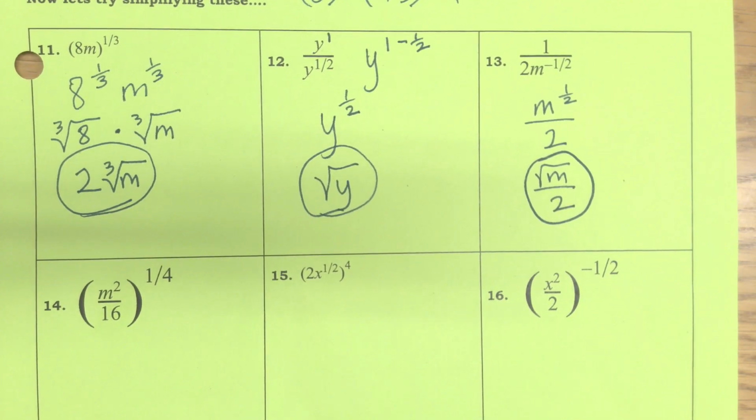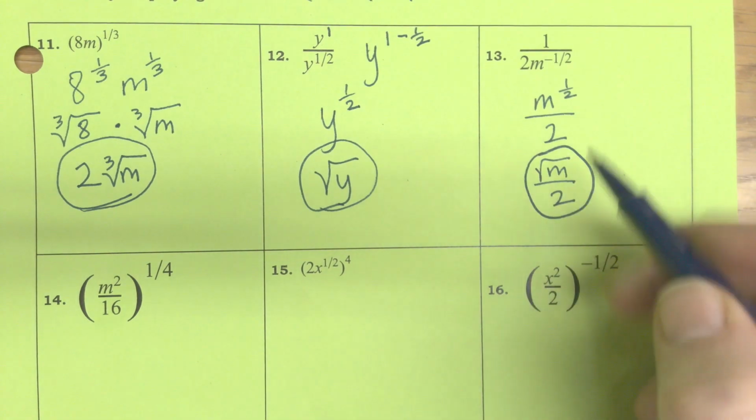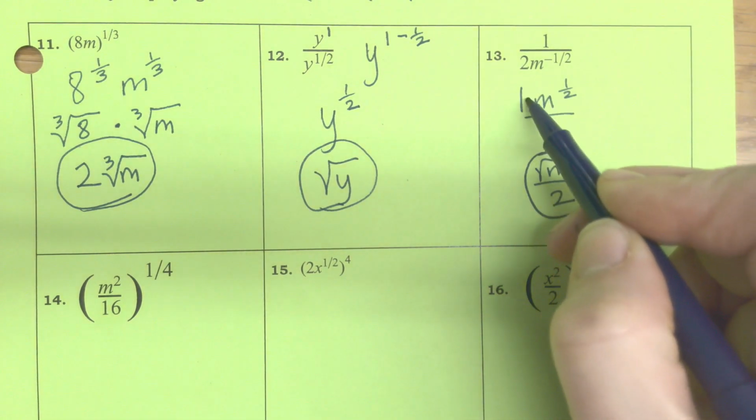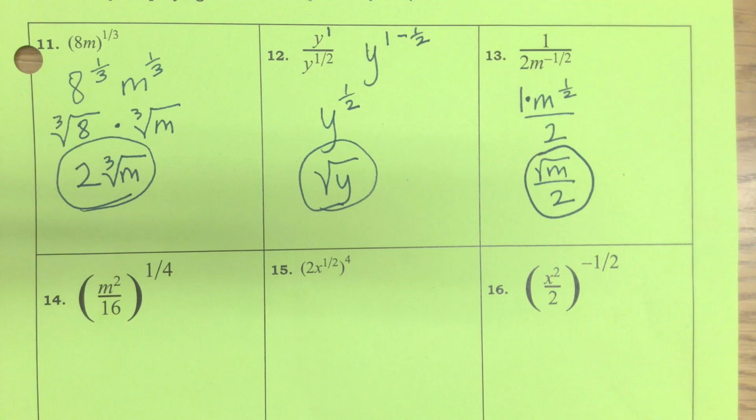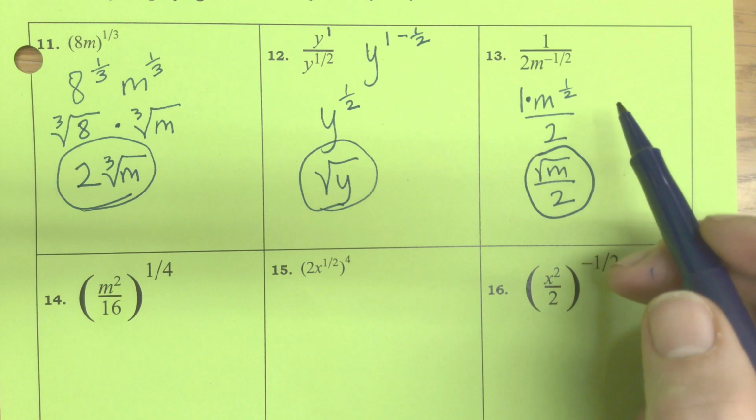So some of them I'm going to be a little bit restricted on how much I can do. It's just going to be moving stuff around a little bit. The 1, I could write this as 1 times m to the 1/2, but 1 times anything is itself, so I just don't even need to write that. Okay?